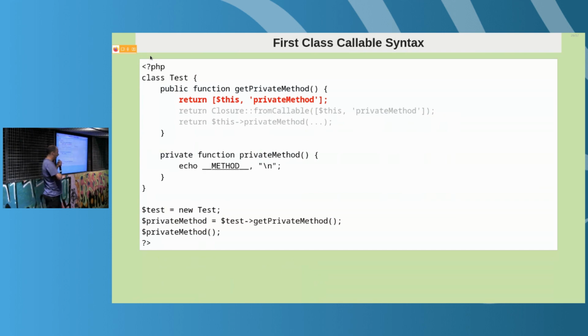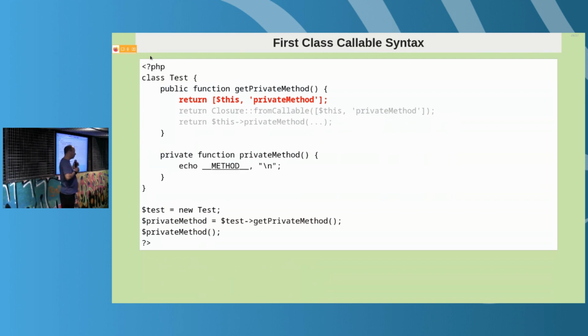Right, we have first class callable types. The way PHP originally did references to function names was by returning something like this: an array with an object, comma, and then a method name. Some of you must have used that in the past. But that has some issues, actually.